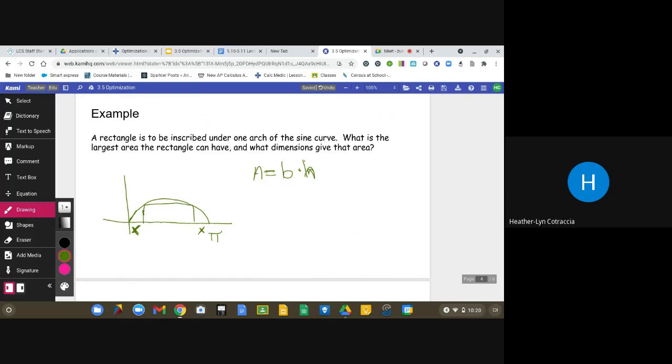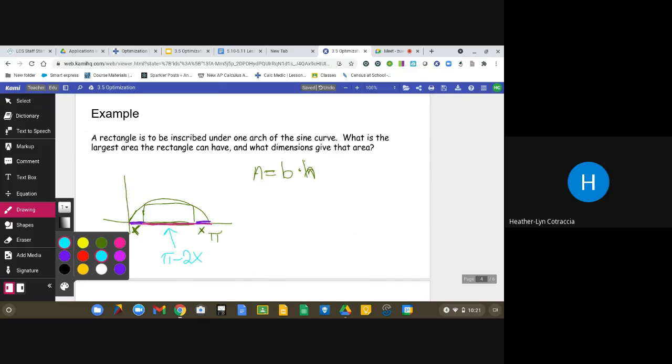Then from there, I can label what the base of my rectangle is, because one arch of the sine curve is pi. So if this whole axis is pi, and this is x and this is x, then this section right here would be pi minus 2x, and that will give me the base of my rectangle.